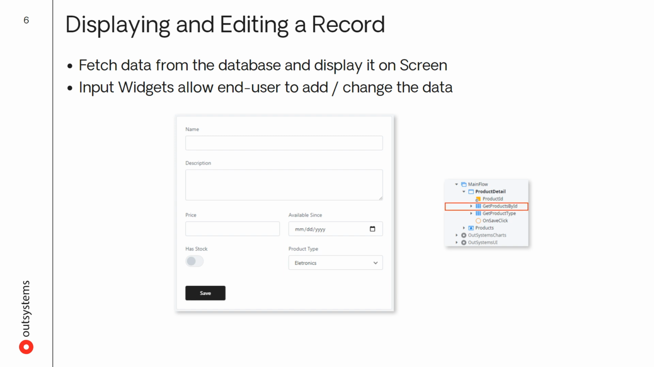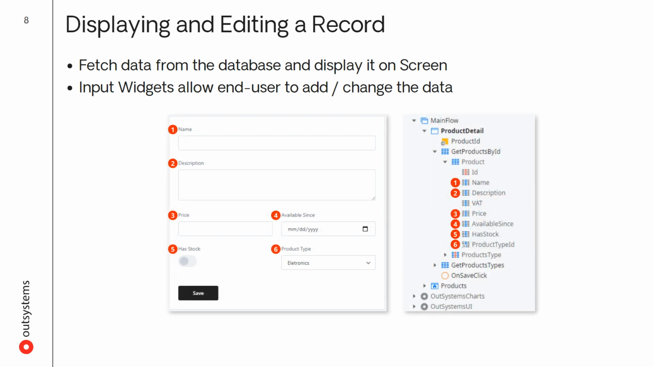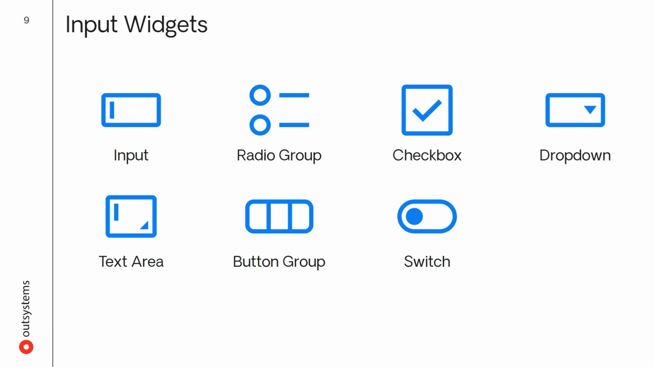So, a common use case for a detail screen has an aggregate to fetch the data from the database. The data fetched is uniquely identified by the input parameter of the screen, which is used in the aggregate to filter the query. And then we have a form with multiple input widgets, where each input is bound to an attribute returned by the aggregate. There are multiple input widgets that we can use. Some of the input widgets are designed for specific scenarios and data types.